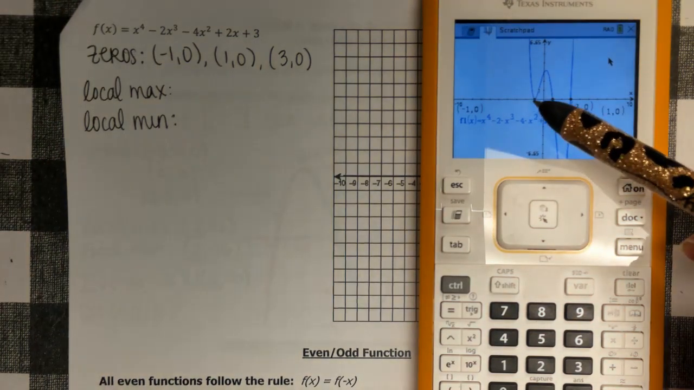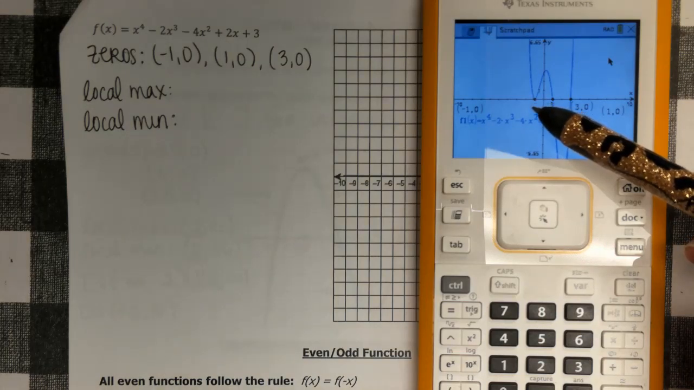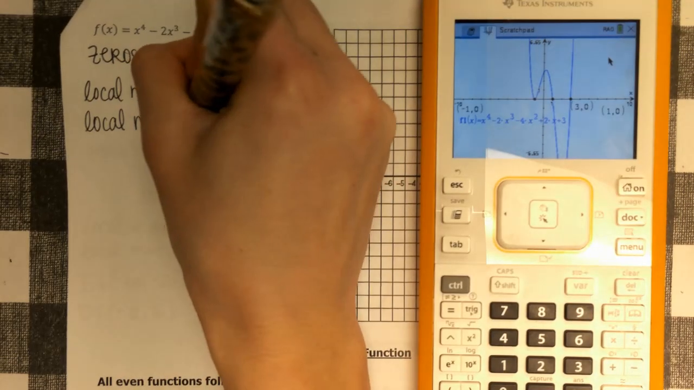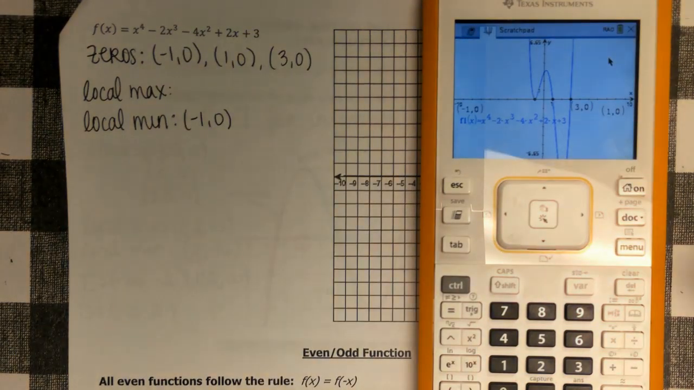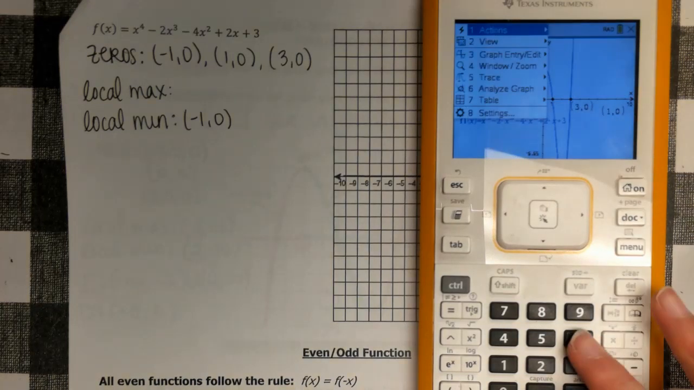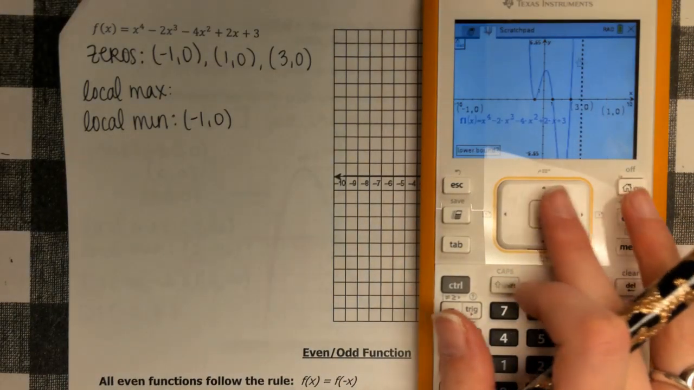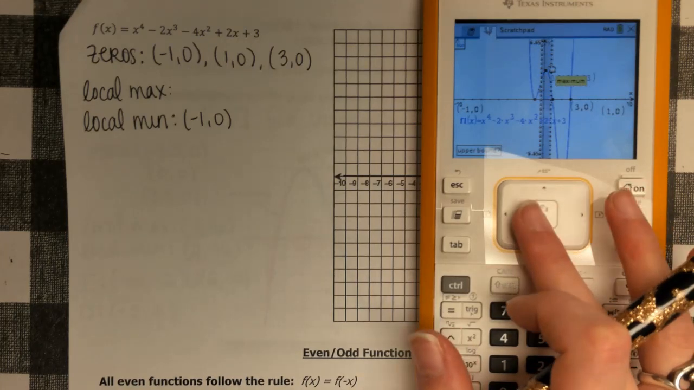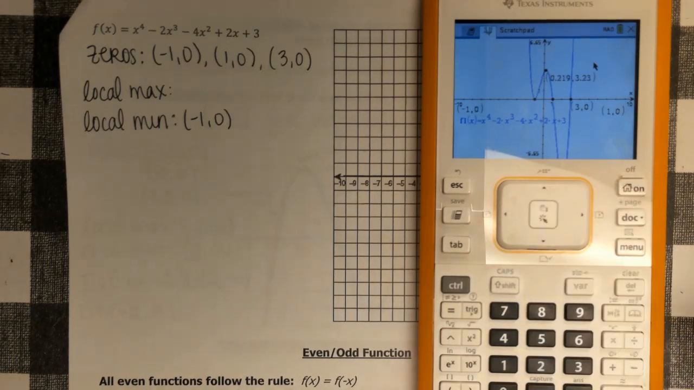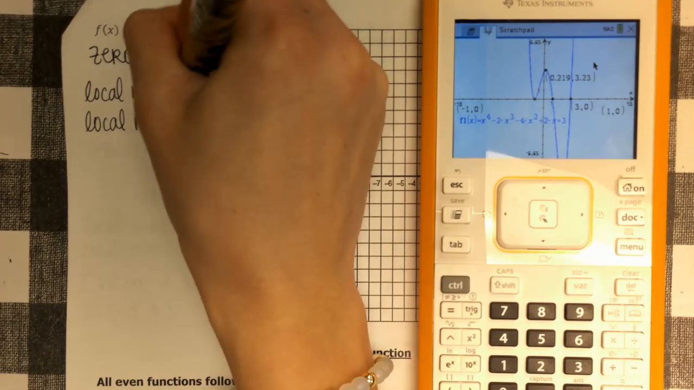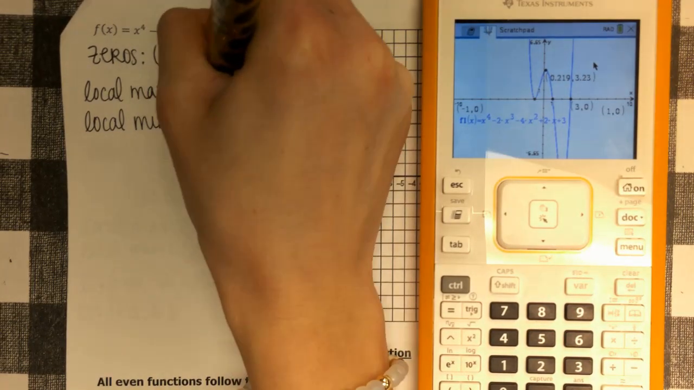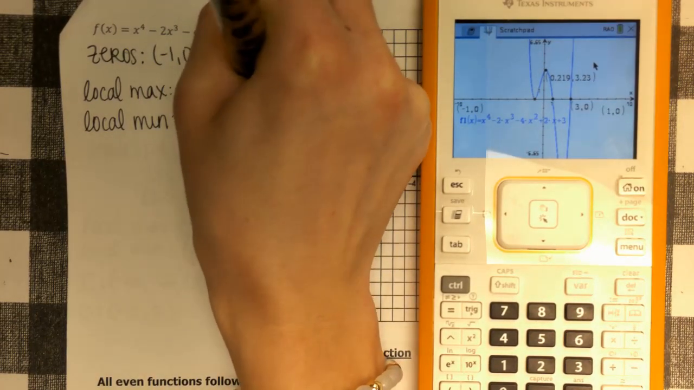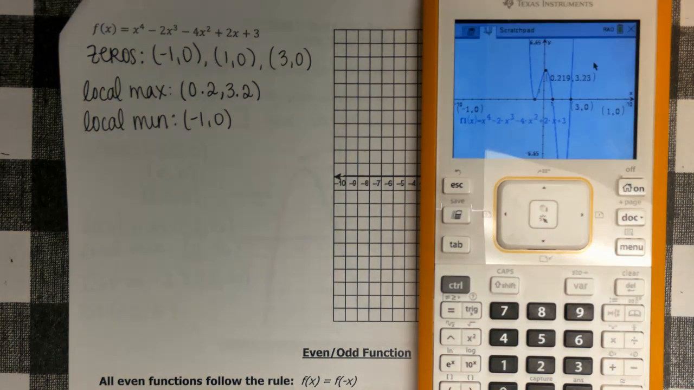So I've got a minimum right here. I don't need to do menu 6, 2 because I know that that point is what? Negative 1, 0. Then I hit a maximum, so menu 6, 3. At 0.2 and 3.2. Okay.